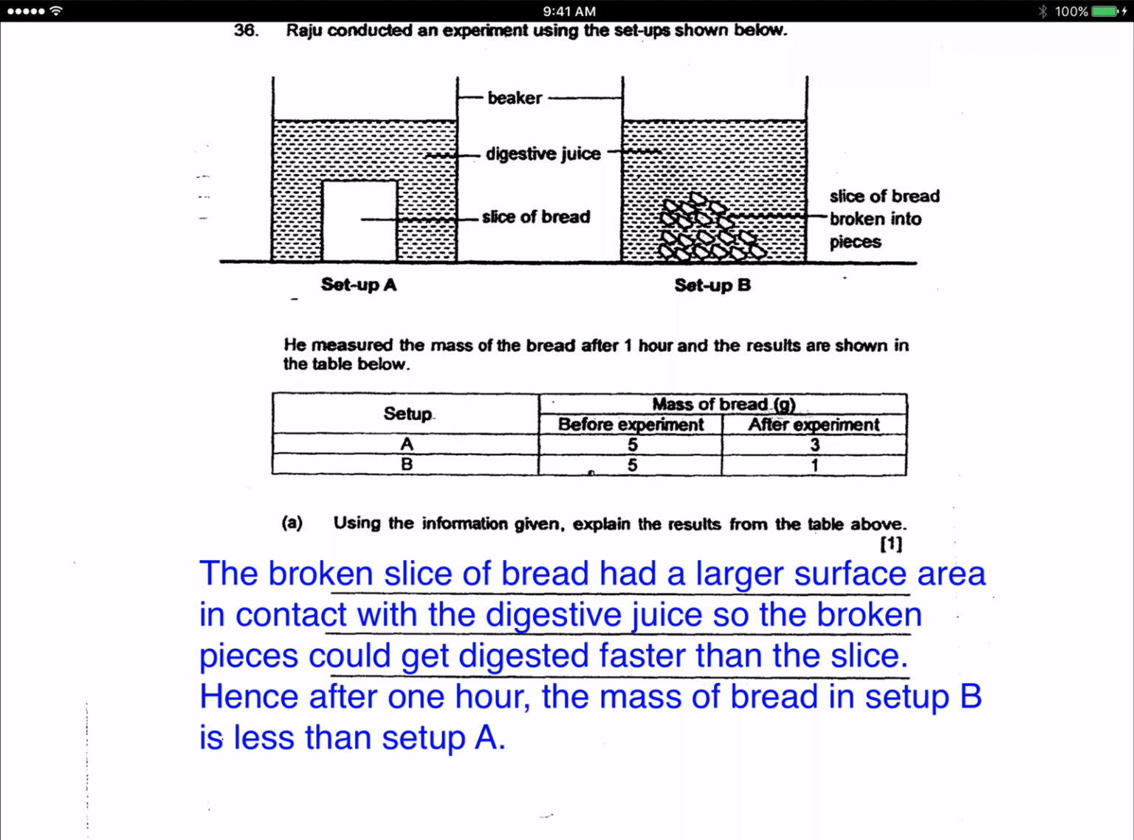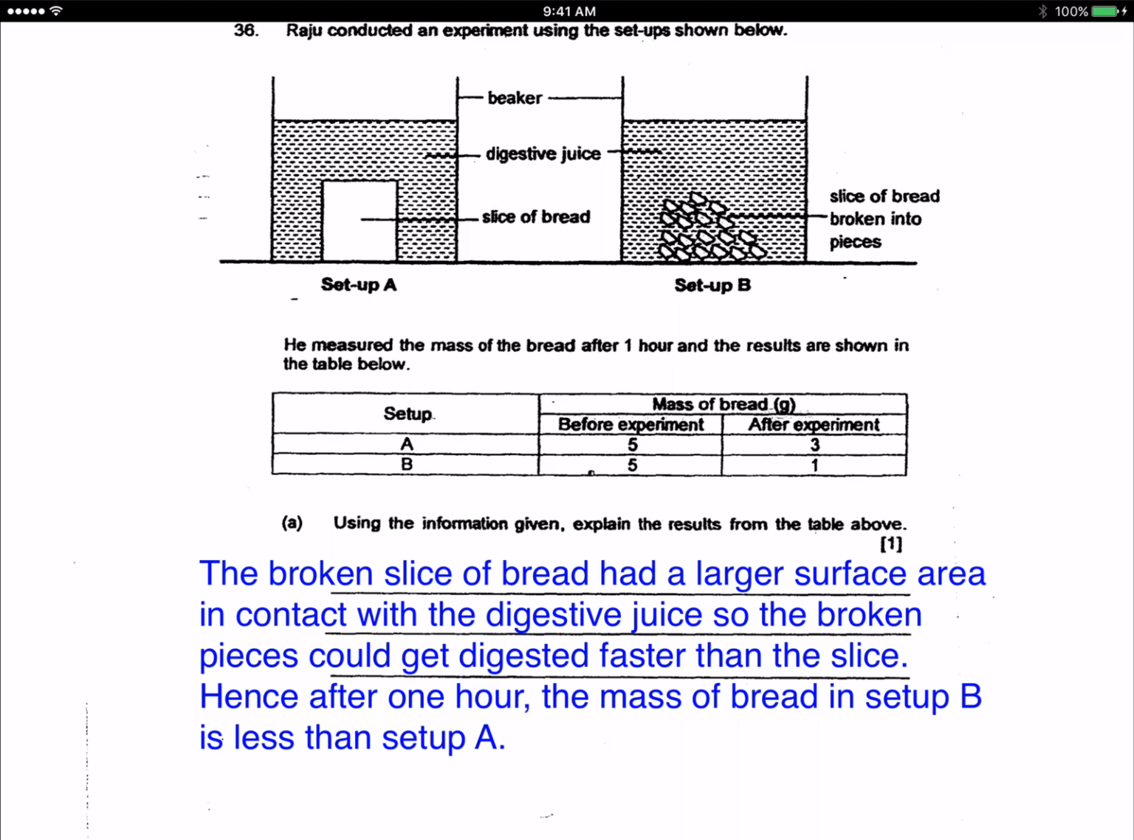This is the marking scheme. Did the student have things like this? First must be larger surface area. Number one. Then in contact with digestive juice. Large surface area, contact with the digestive juice, so it can get digested faster. Until this point, you can get 1 mark already. Just this part. You get 1 mark. What do you think? Is it correct or wrong?